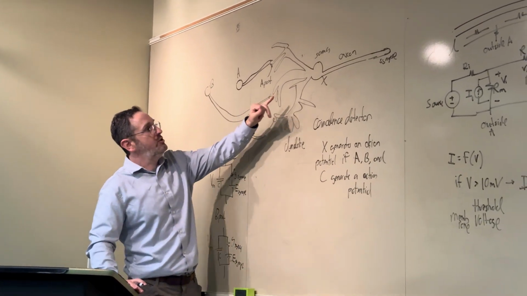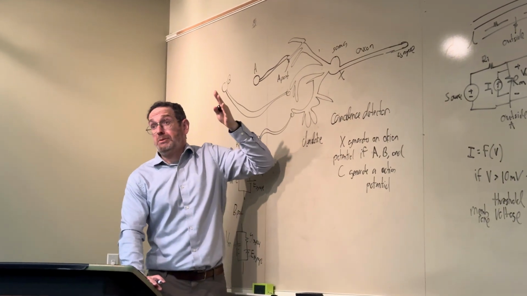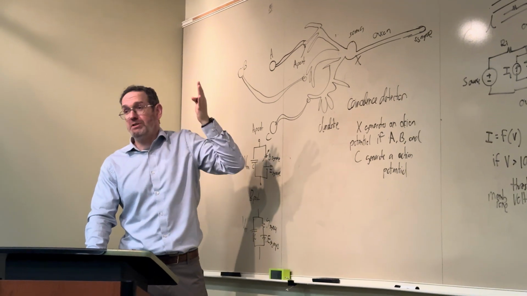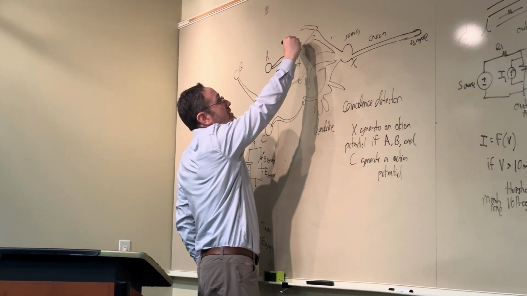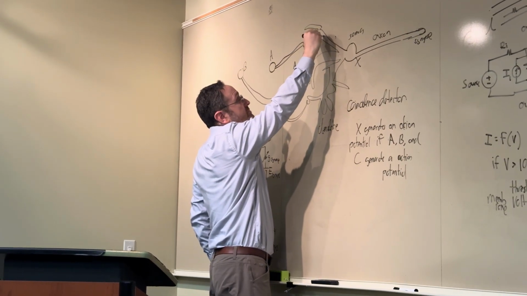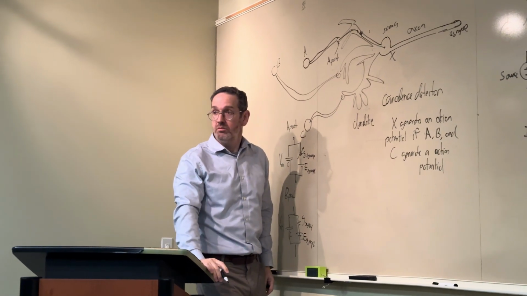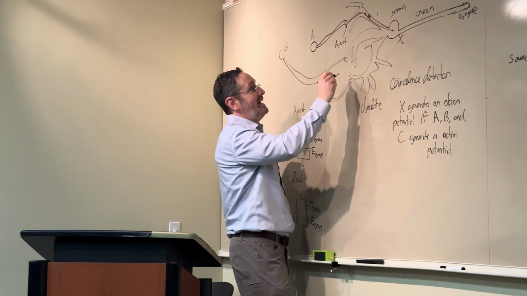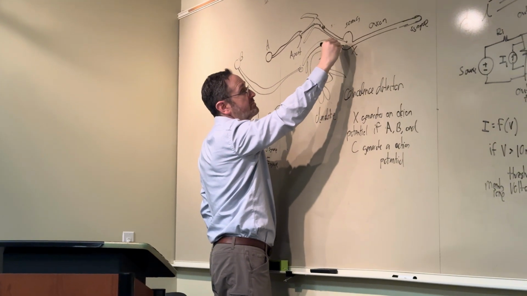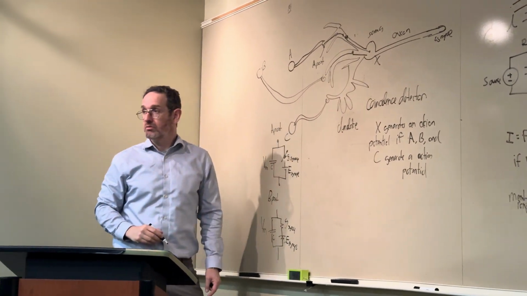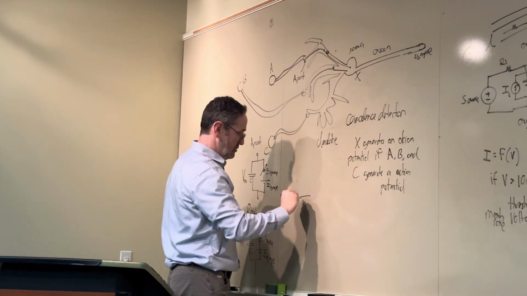Now, here's the soma. What is the absolute simplest possible way I could connect them? Well, with a resistor. And from here to here, also with a resistor. I'm now going to draw you the soma. Here's the soma.